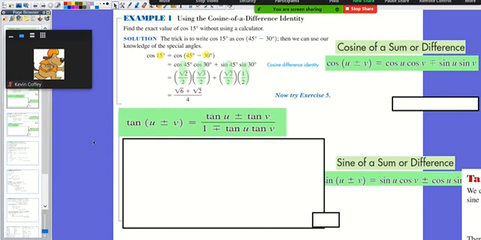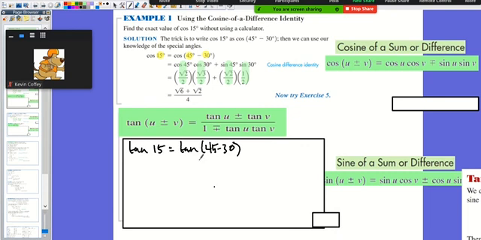Now, let's pretend you had a problem that said tangent of 15. I'm going to rewrite that as tangent of 45 minus 30, and then I'm going to follow the formula.